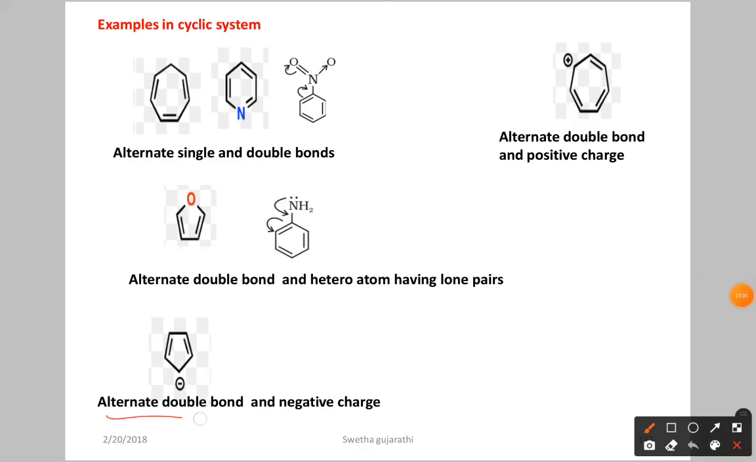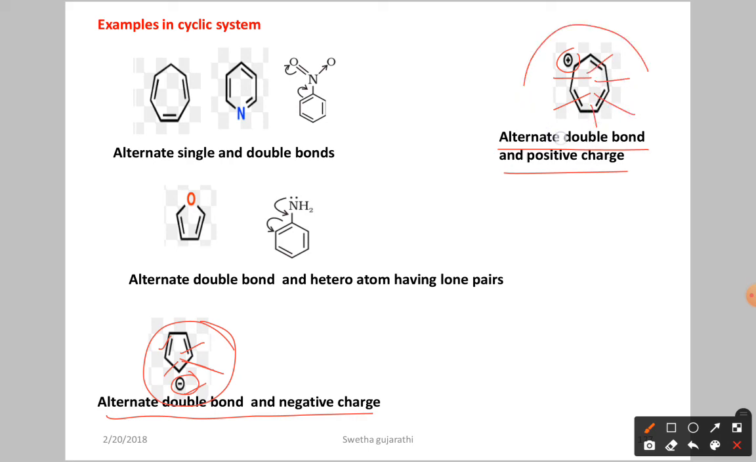Next, alternate double bond and negative charge. Here you can see double bond, single bond, negative charge. After that, again negative charge, single bond, double bond, means total conjugation. Here you can see alternate double bond and positive charge: a positive charge, single bond, double bond, single bond, double bond, single bond, double bond, means total conjugation is present.